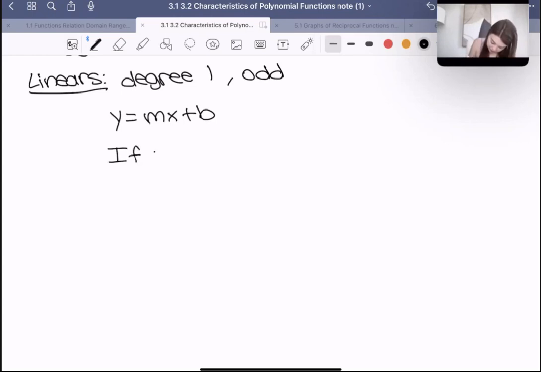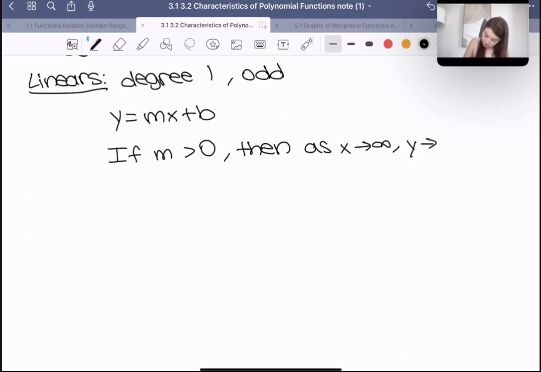We know that if m is greater than 0, then our end behavior would be as x approaches infinity, y approaches infinity, and as x approaches negative infinity, y also approaches negative infinity too. Because if we just picture that, if we have a positive slope, then as x gets higher, y gets higher, and as x gets lower, y also gets lower and lower. And so that's the general thing.